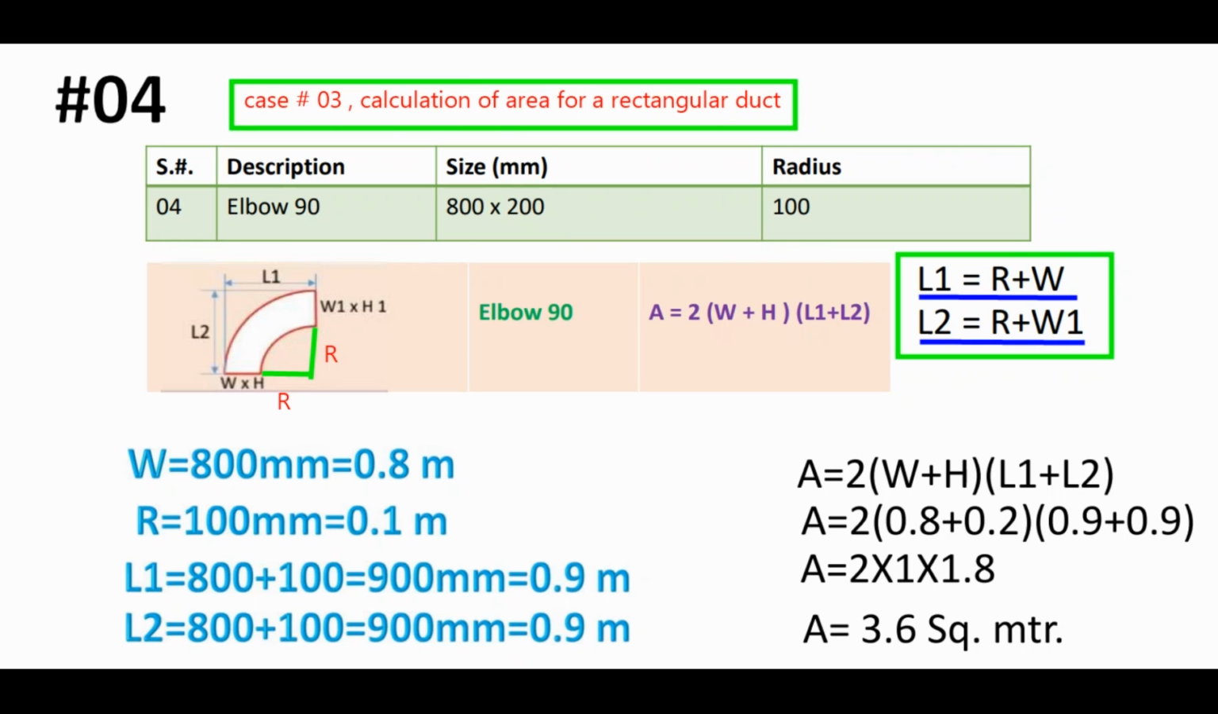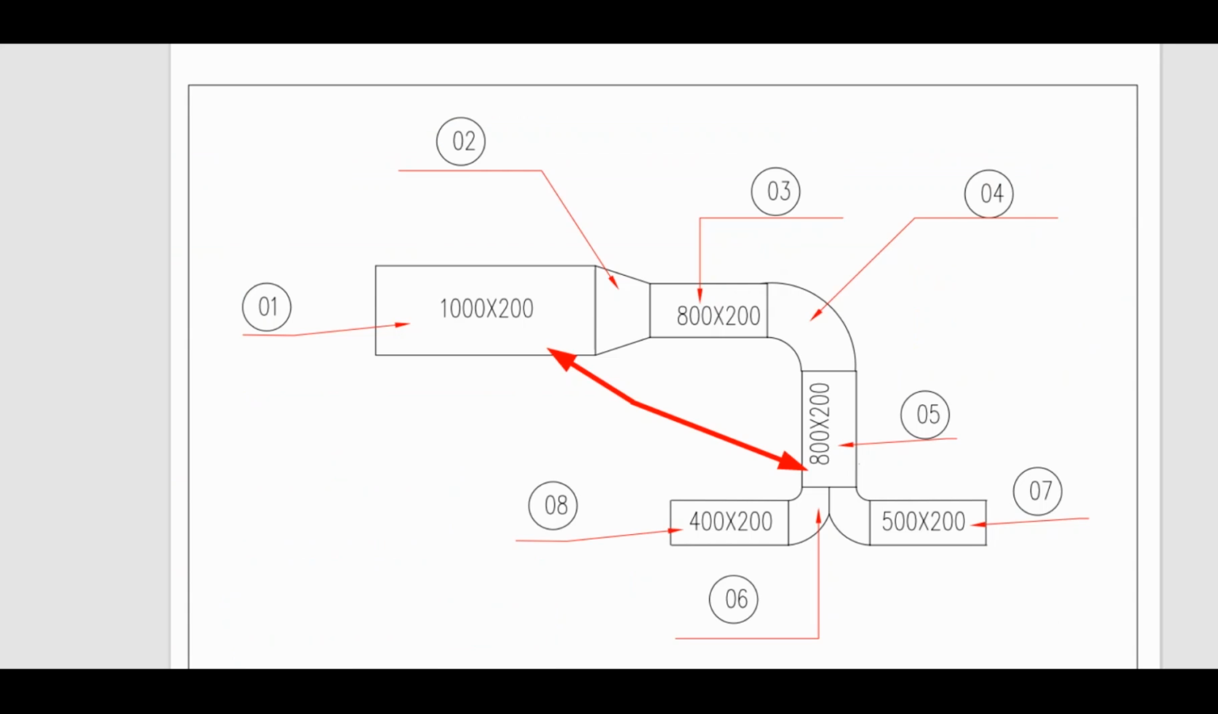When we apply these values in the formula, area equal to (width plus h) into (L1 plus L2), we get a result: area equal to 3.6 square meter. Again, item number 5 is a rectangular duct and the area can be calculated the same as item number 1.